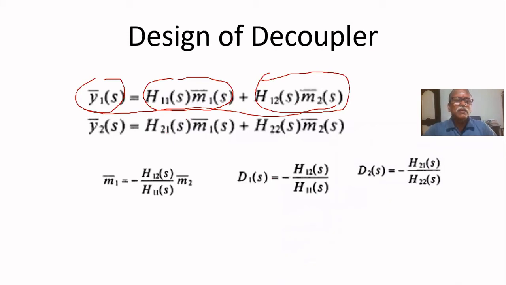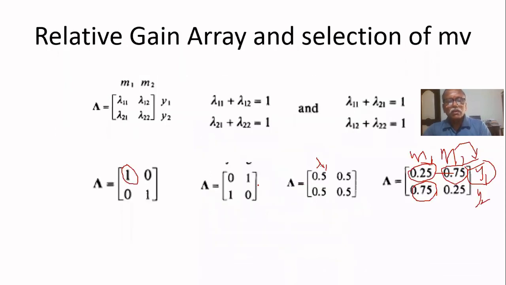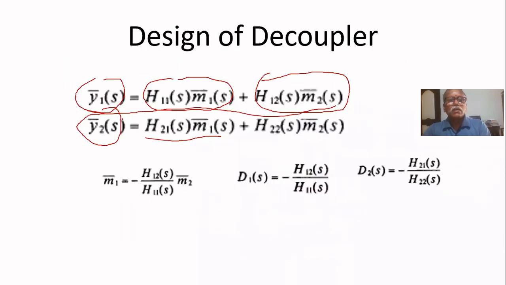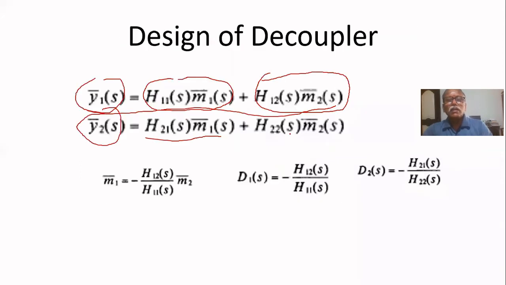Similarly, we can write Y2 equal to H21 M1 plus H22 M2. So that way we can write.